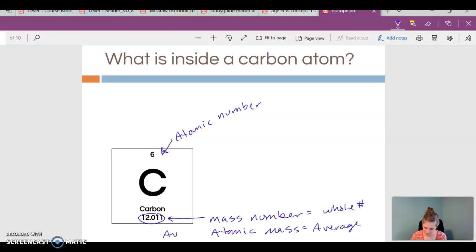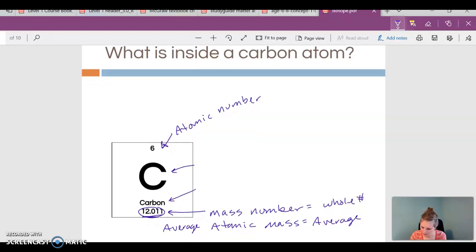To be more clear, we could call this an average atomic mass, because there is no atom of carbon in the world that has a mass of 12.011. It doesn't exist. The mass of any atom is going to be more of a whole number, well, not exactly, but pretty close. Then you've got the symbol and the name. So that's all the parts to it.